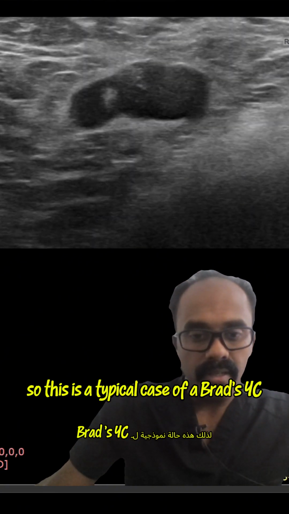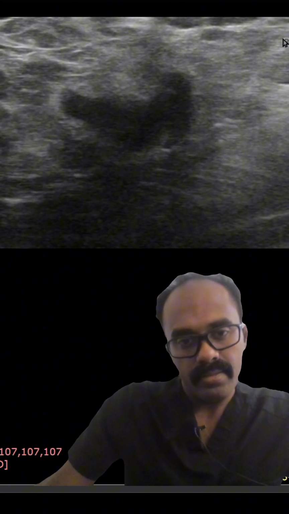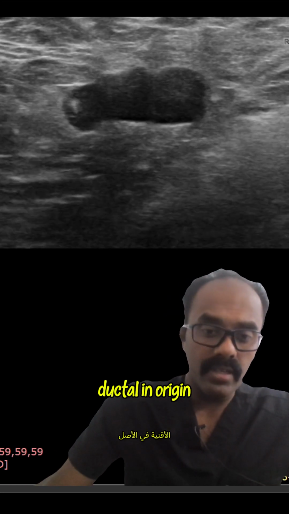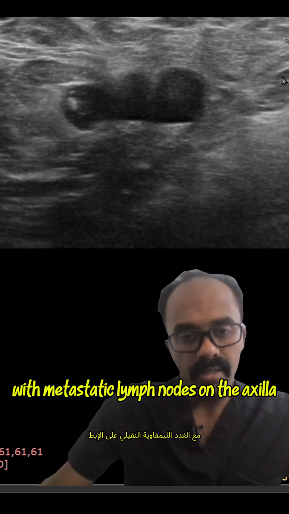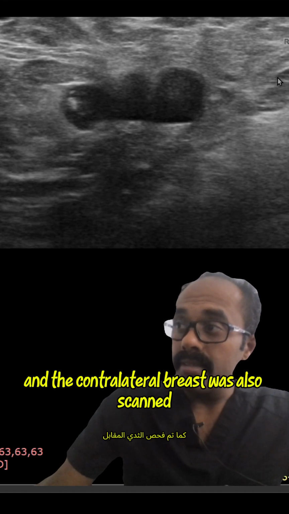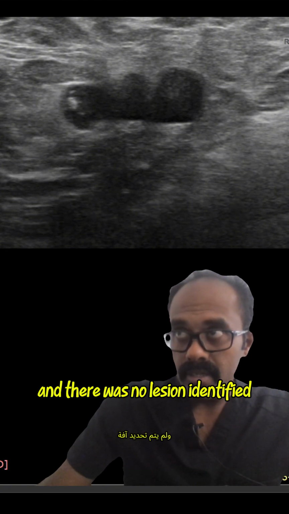So this is a typical case of a BI-RADS 4C malignant neoplasm, probably multifocal in nature, ductal in origin, with metastatic lymph nodes in the axilla, and the contralateral breast was also scanned, and there was no lesion identified.